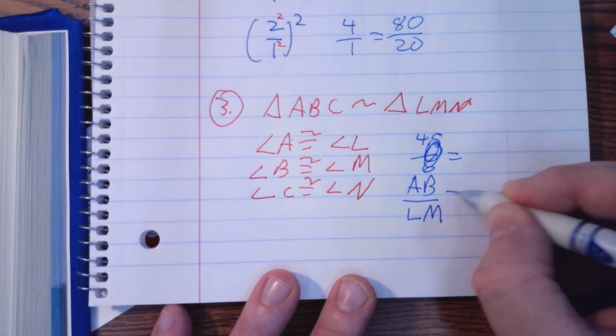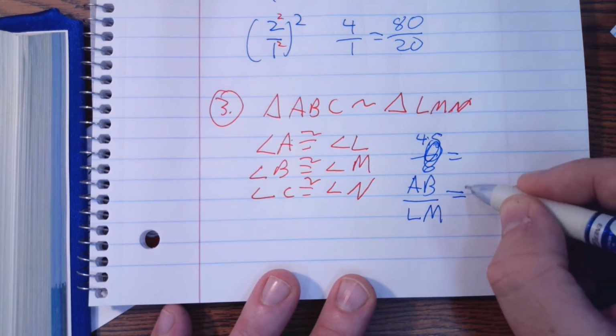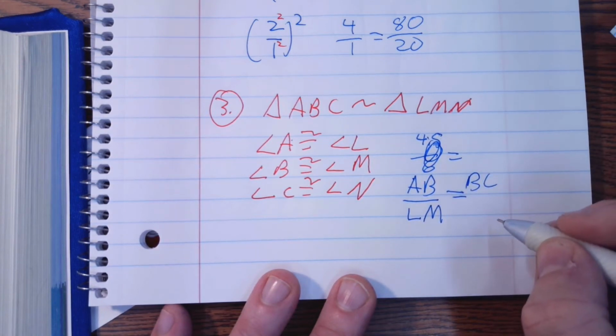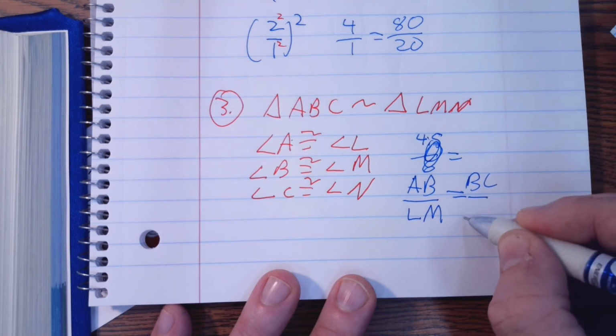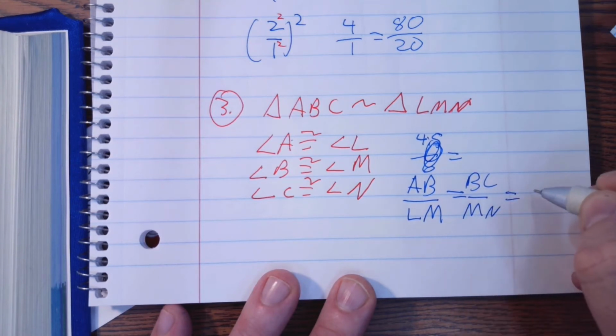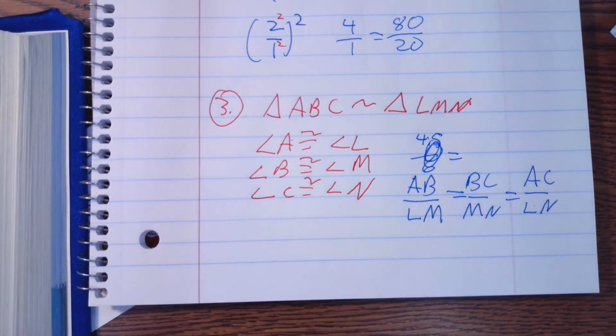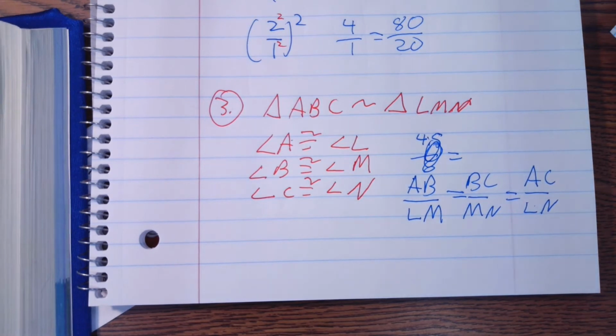LM. BC, what would BC go with? And then it wants you to do AC. That's all it wants you to do. You're going to do one on your own. All right, let's move on to 5.